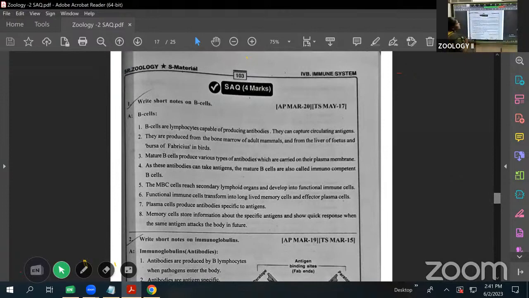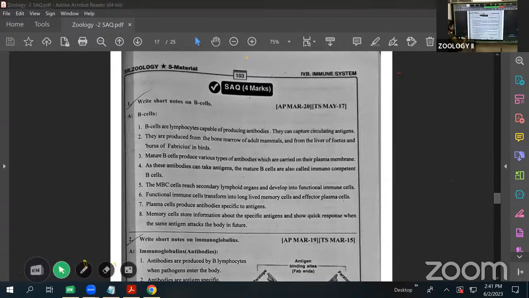Next one is the immune system. Endocrine system SAQs we completed. One is left, which I will take at the ending of the class. Next is the immune system. In the immune system, the SAQs we are going to discuss. The first one is the B cells.